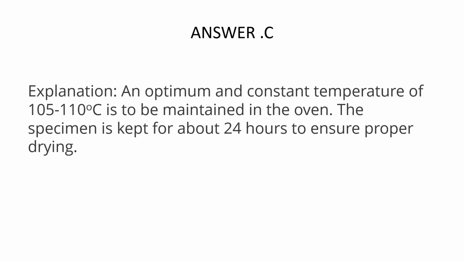Before that, we have to know what is this oven drying method. Oven drying method is a method used to find the water content of the given soil sample. The given soil sample is weighed and the wet weight is noted, and the same soil sample is kept in oven for 24 hours, setting the oven temperature to 105 to 110 degrees Celsius.